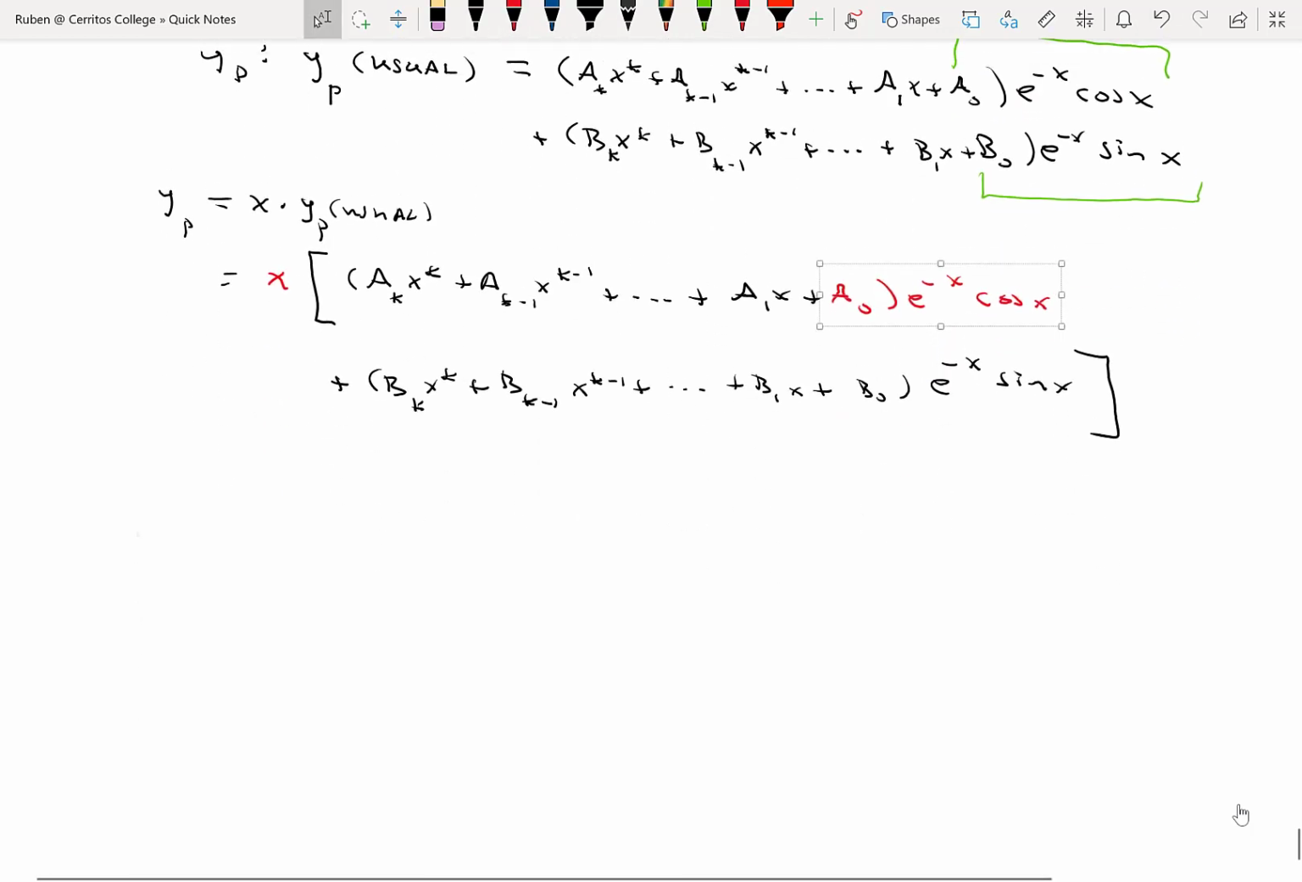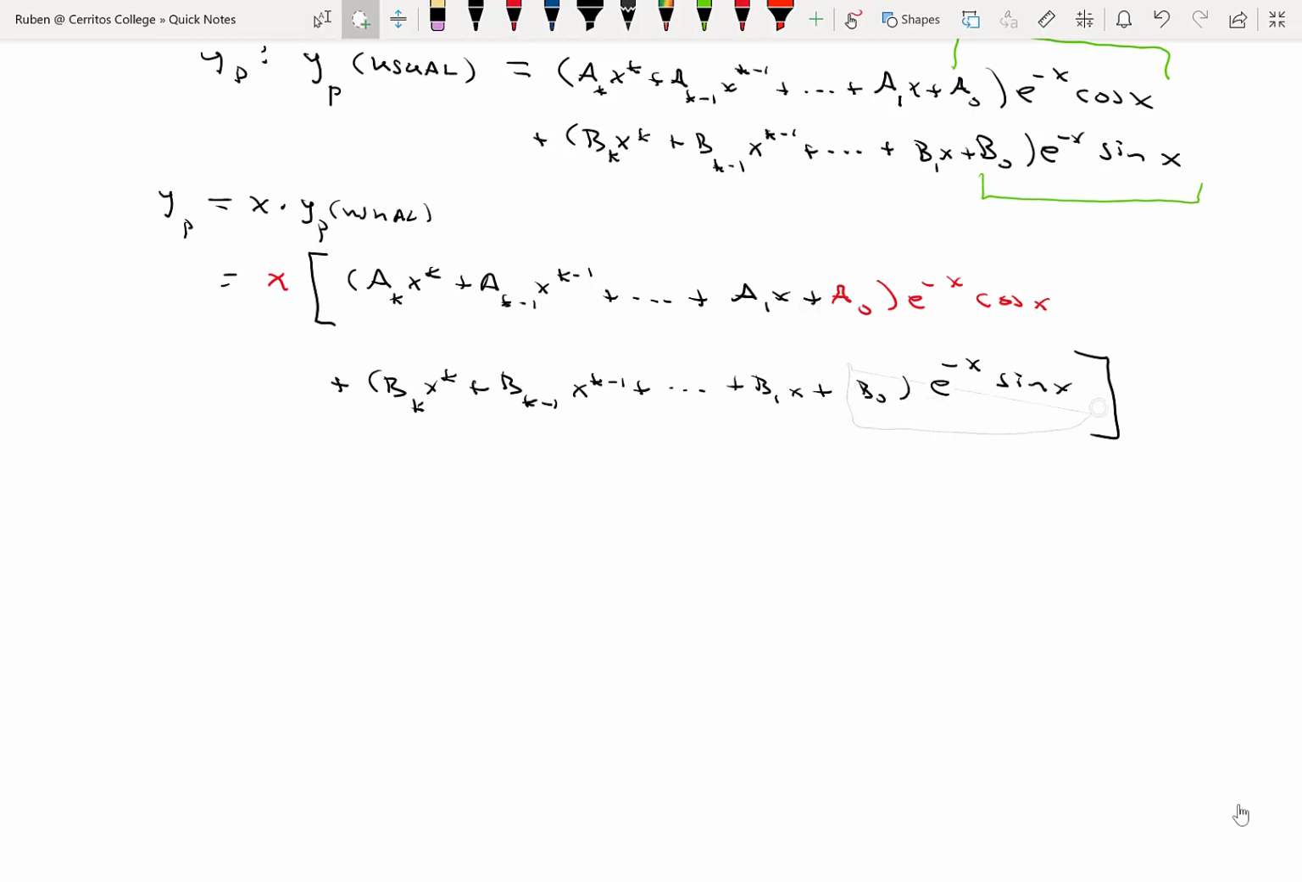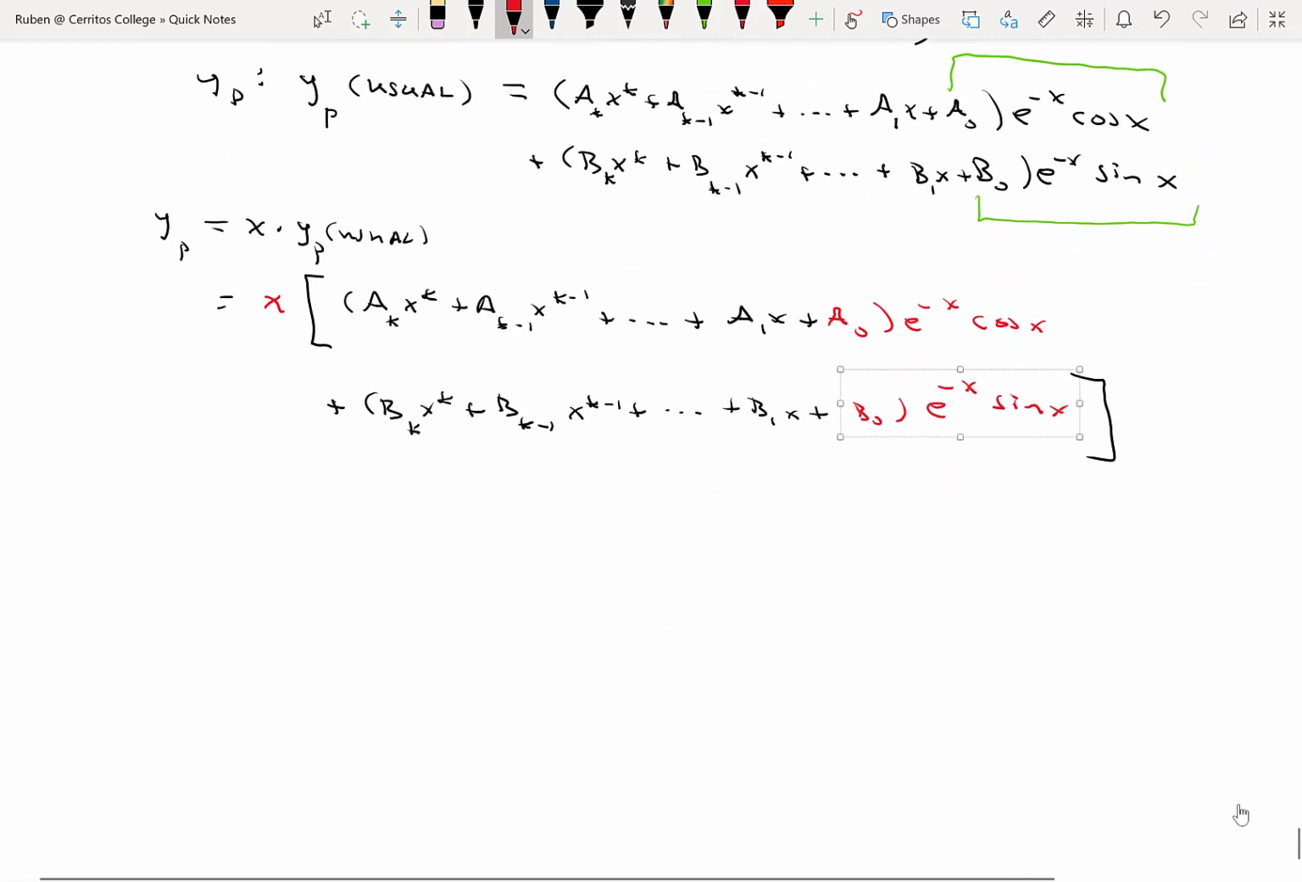So it is possible then we could find a constant a sub 0 to contribute to y sub p. And the same thing for carrying that x through to the sine portion. When we do that, we will no longer have b sub 0 e to the minus x sine of x, that part that is part of y sub h, and we can find all these constants. We would determine the constants by substituting y sub p back into our differential equation.